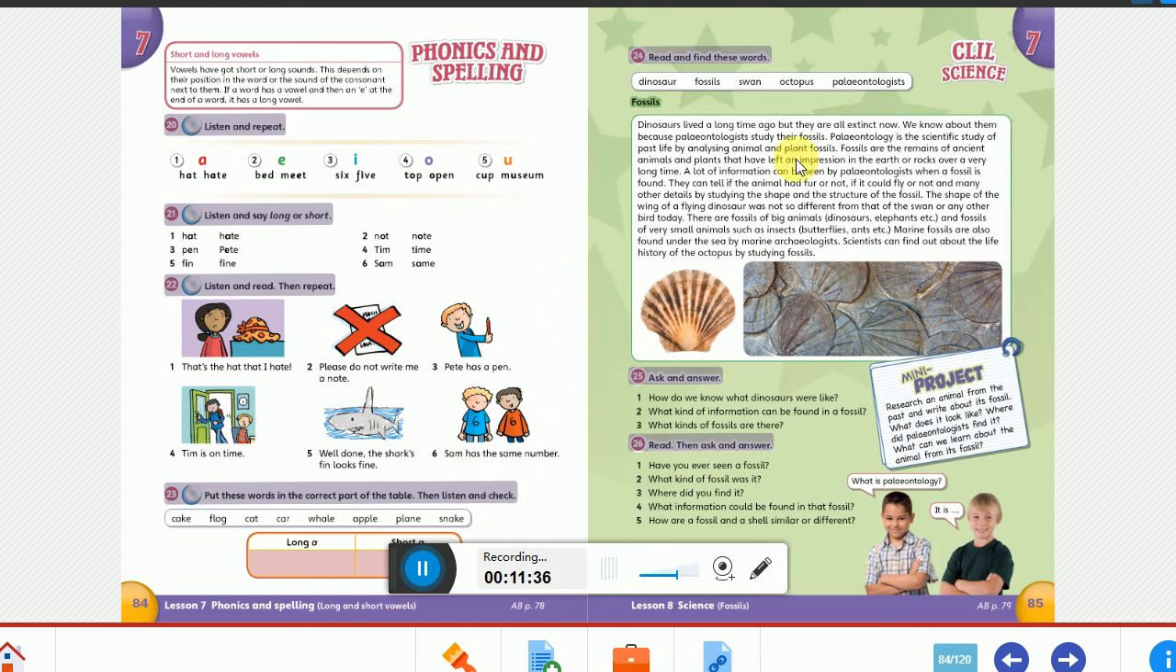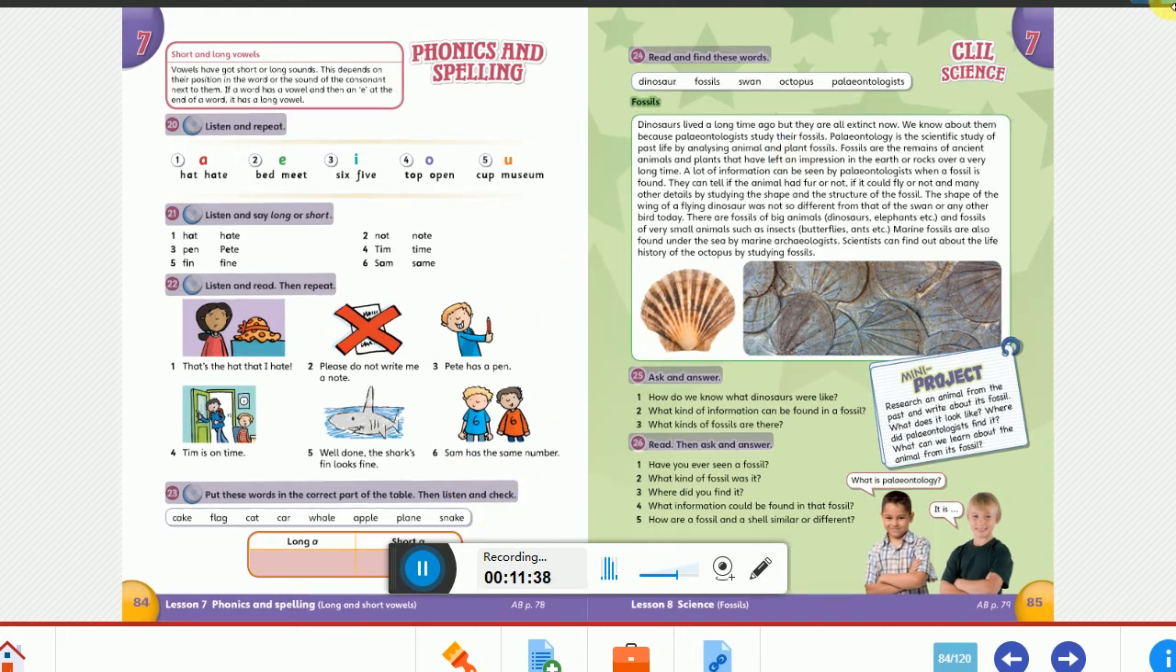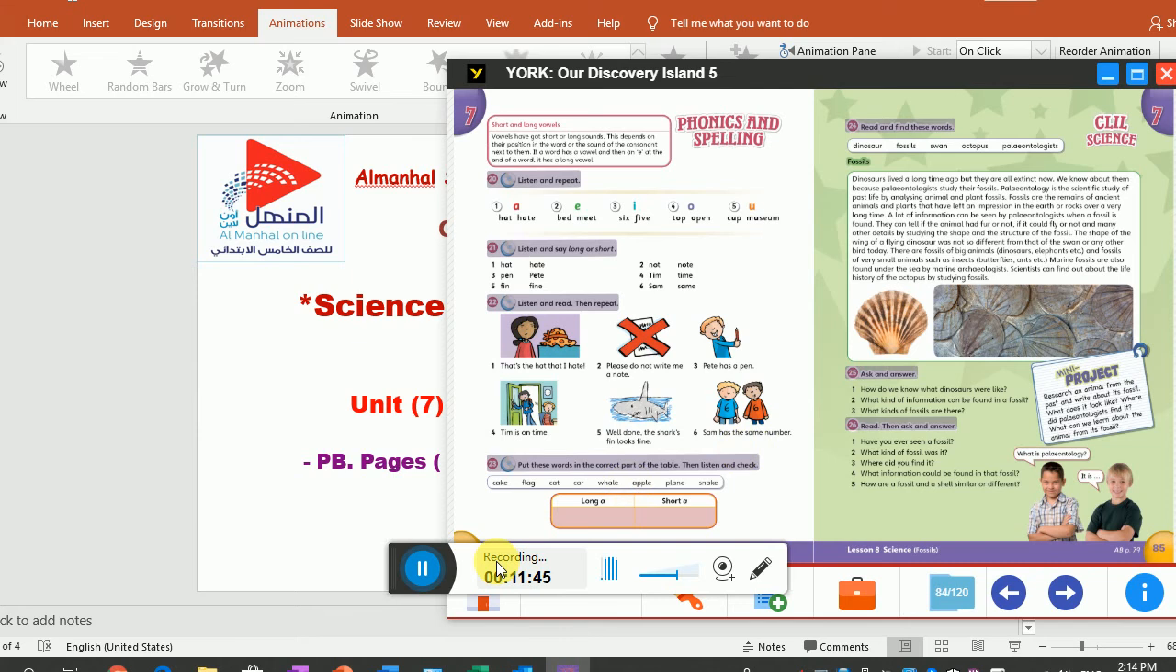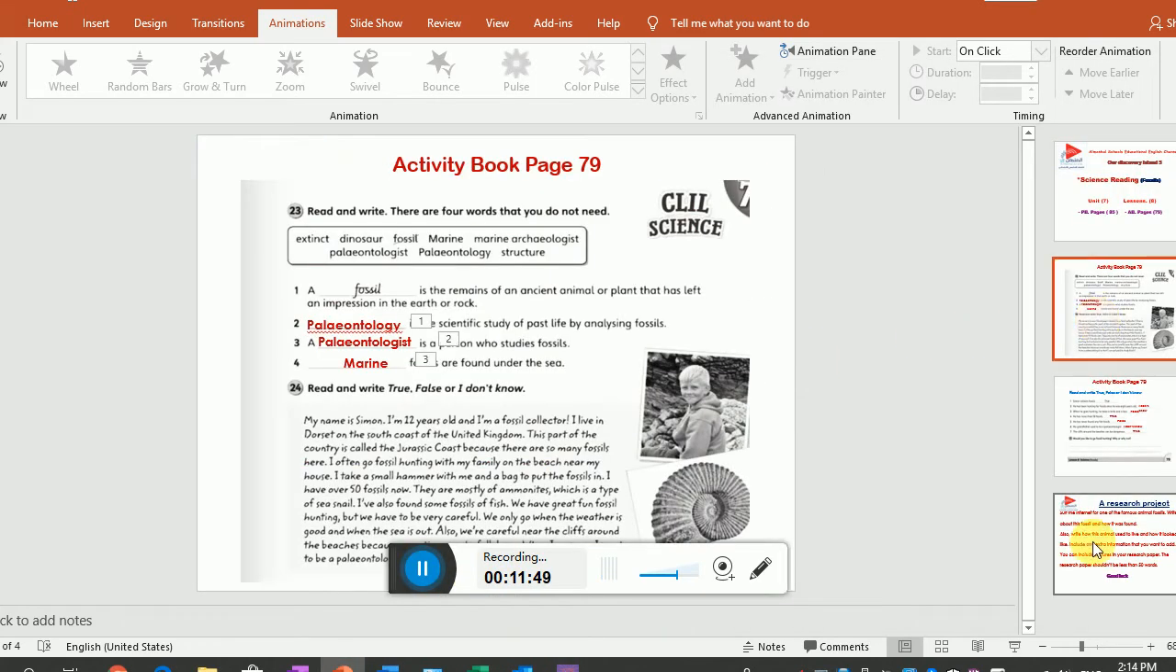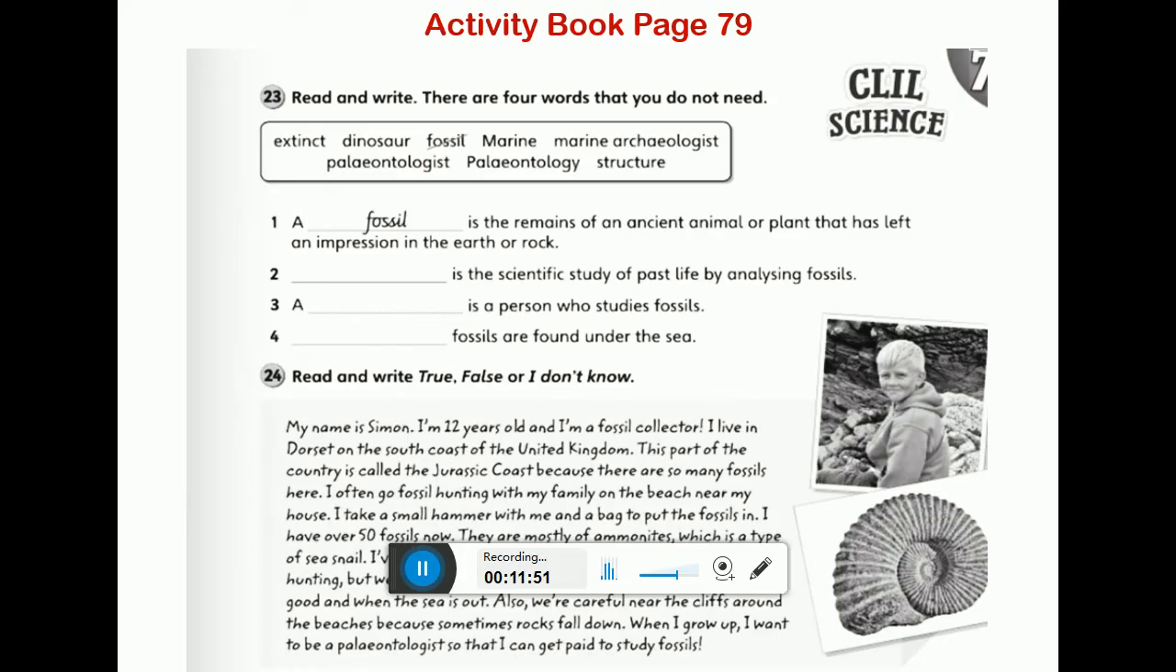And let's go to another part. All right? Here. And now it's time for the activity. Please open the activity book, page 79. And let's do the first activity.